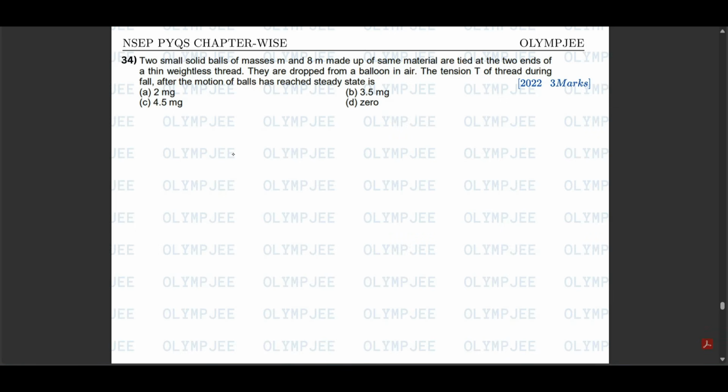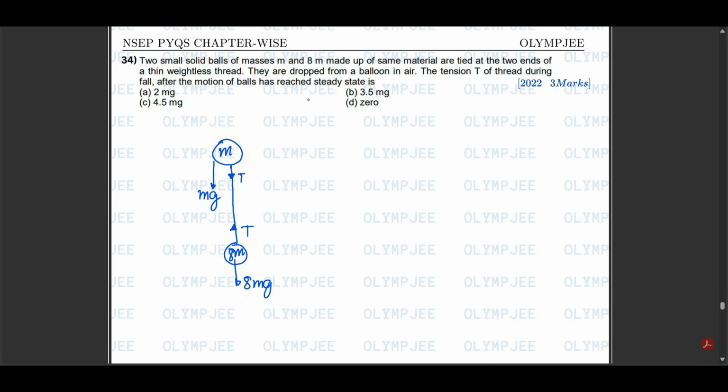Okay. So the situation is something like this, that there is a thread and two balls are tied at each end. So if we assume that m is here and 8m is here, 8m will be downwards because it is heavier, so 8mg will be acting here, tension will be acting here on this 8m, and on this small m tension will be acting here and mg will be here.